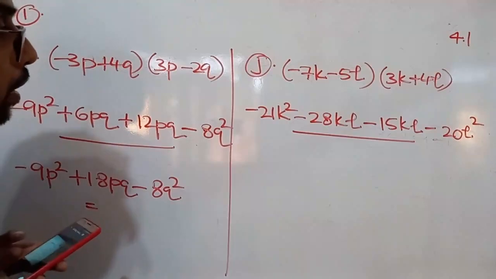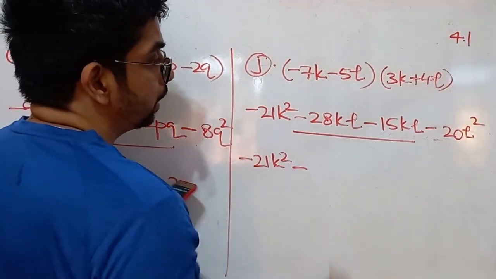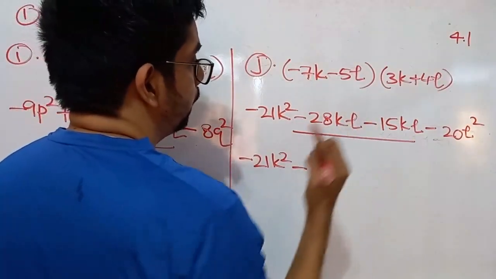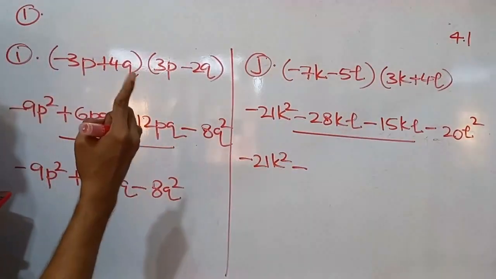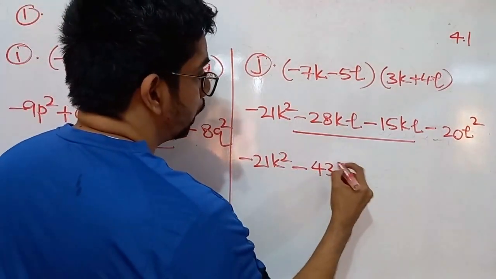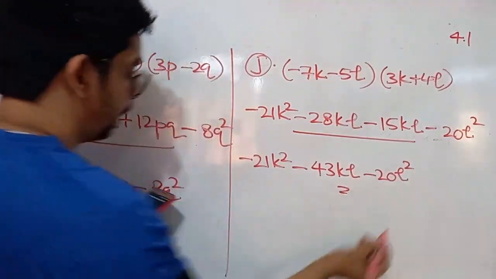So those are like terms. So negative 21k squared minus 28 plus 15. 20 plus 10, that is 30. 30 plus what? So this will be what? 43kl minus 20l square. So that is the answer.